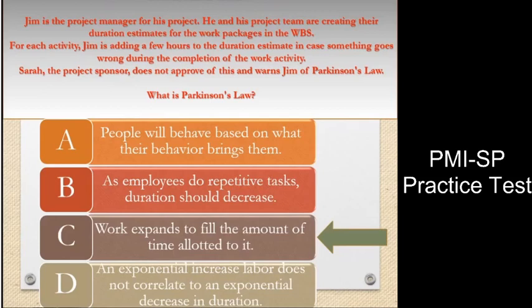Answer option A is incorrect. This is a description of the expectancy theory. Answer option B is incorrect. This is a description of the learning curve. Answer option D is incorrect. This is a description of a portion of the law of diminishing returns.